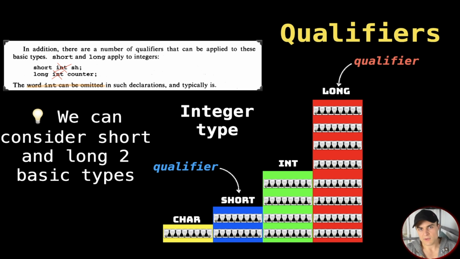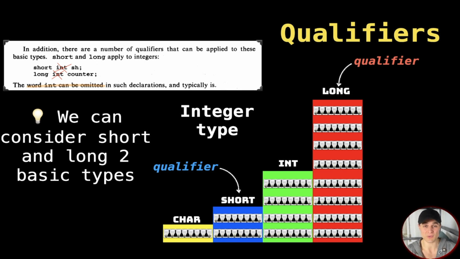So short and long are not basic data types like char and int. They are qualifiers, but when we say short, it's obvious that we imply an integer data type, because we can only apply these qualifiers with integer data types. When we say long, we of course imply a long integer. So here we have short int sh. This is a short integer, and a long int counter. This is a long integer. Well, in the real world, in the real code, we just omit the int. We say short or long. We imply that, of course, this is an integer.